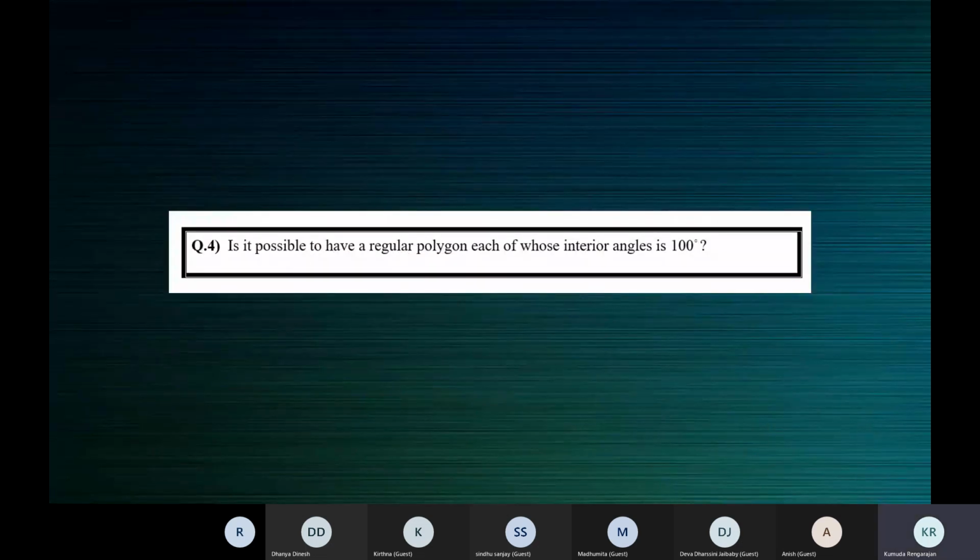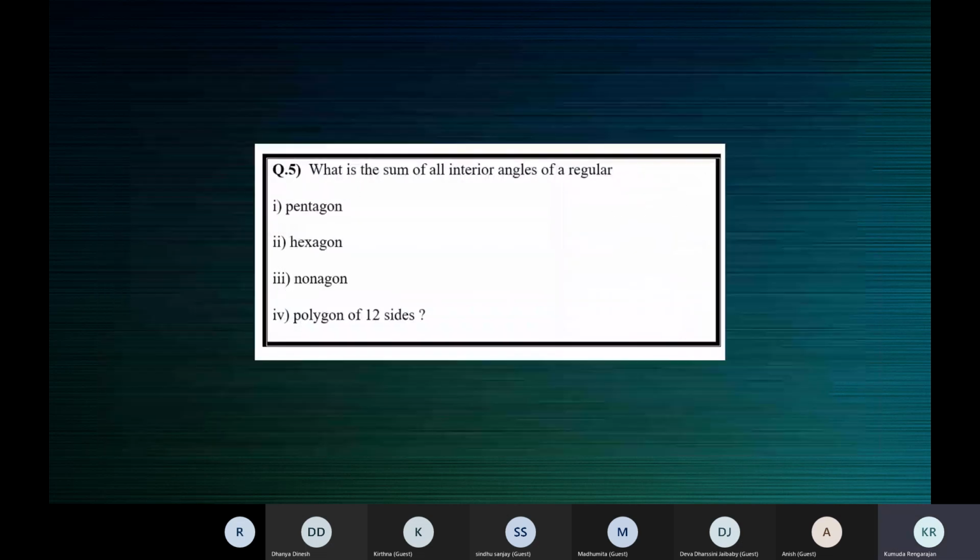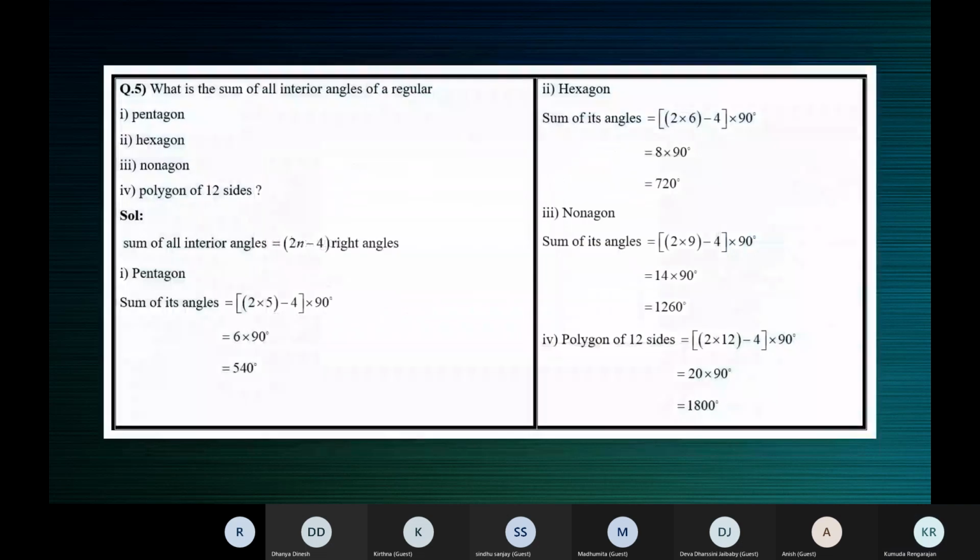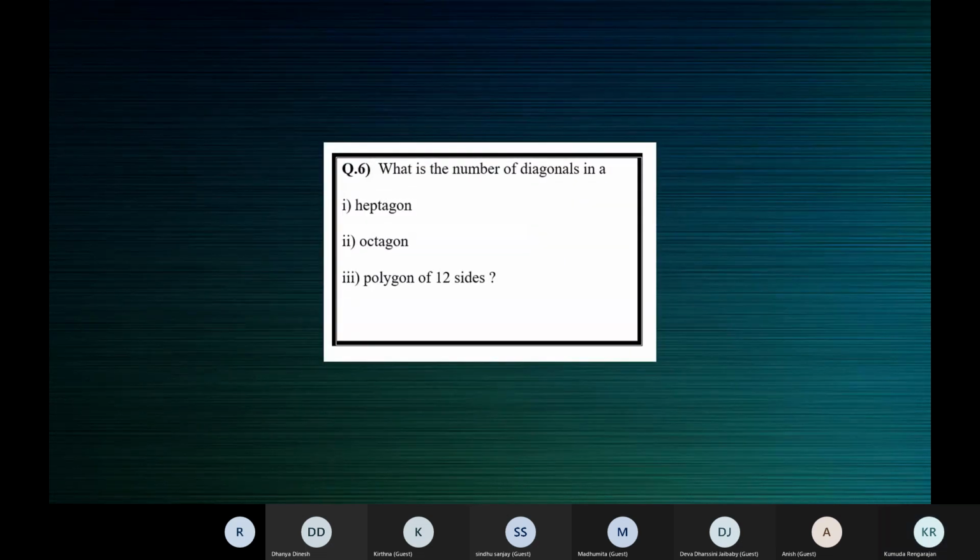Take down this question and try this. Is it possible to have a regular polygon, each of whose interior angles is 100 degrees? I think I'll explain one and ask you to do the next one. Do we have a similar question?